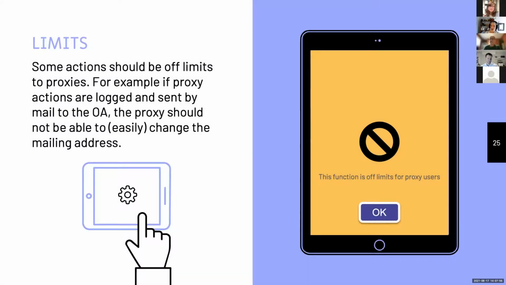We probably also want to make sure that there are limits. There are likely in almost all e-services some functions or actions that shouldn't really be allowed to be taken by somebody who's only a proxy and not the actual account holder. So in the example of sending paper statements of logged actions of a proxy to an older adult, that proxy probably shouldn't be able to change the mailing address, right? Because you could then envision fraudulent activities and make sure that the statement wasn't actually getting to the older adult.